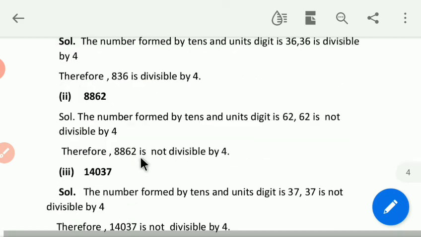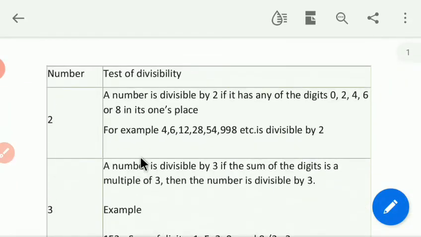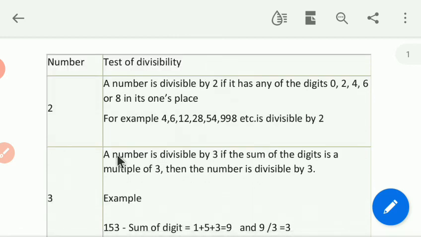I hope you have understood all the questions. Only in this question we have to check whether the given numbers are divisible by different numbers without actually dividing. So in the next class we will see the tests of divisibility of numbers 4, 6, 8, 11 and 9.